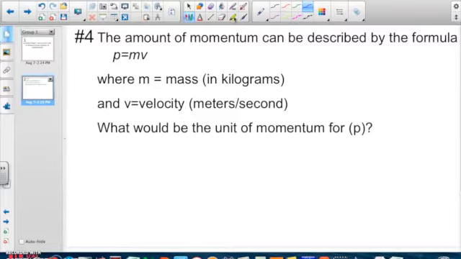So I'm going to go ahead and highlight some important information. It tells us that mass is going to be in kilograms. It tells us that velocity is going to be in meters per second. And it's going to tell me that I want to find my unit of momentum for P. And P was given by the formula up here, P equals mv.